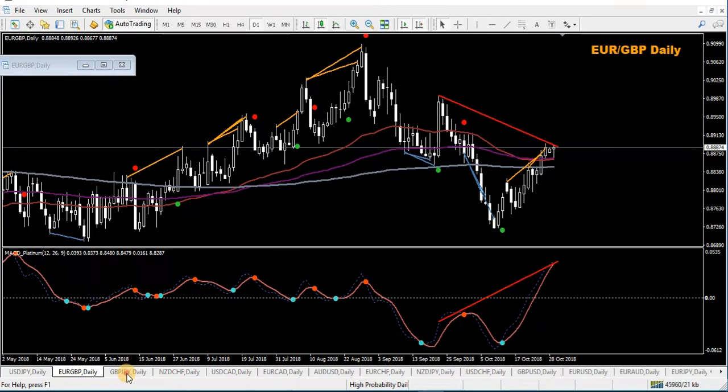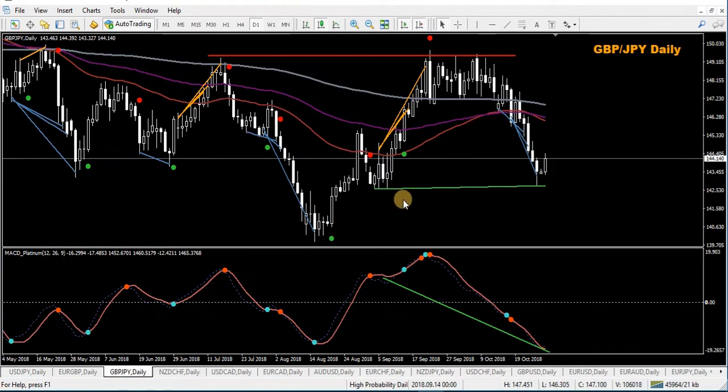Pound yen, nothing doing at the moment, just waiting possibly for a buy signal will be the next one I'm looking at. At the moment there's nothing on offer. There is a bit of a support level here, possible divergence, you can see it all there, but nothing at the moment.